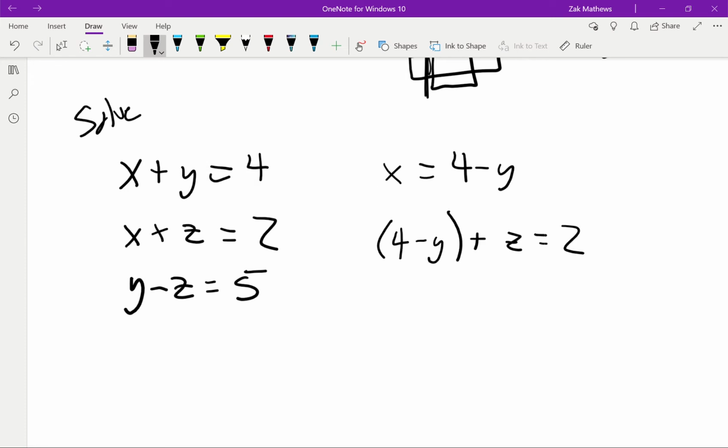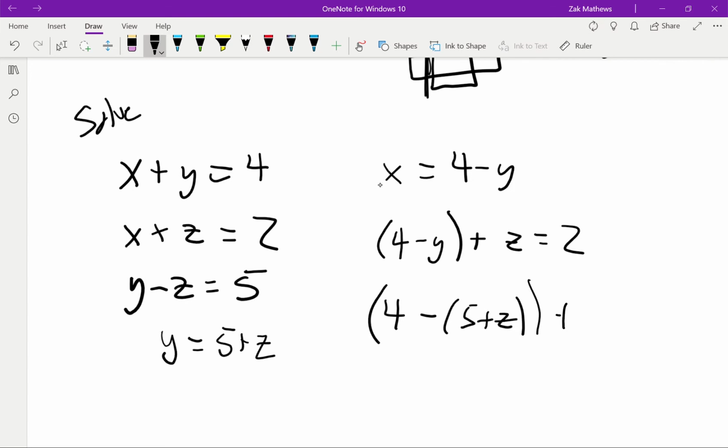But notice that hasn't really helped me. I have gone now to a y and a z. But it has helped me in a way because I have this equation down here, which I can also solve for either y or z. Let's go ahead and solve this one for y. So y is equal to 5 plus z. And so now that y that I just added in there a second ago, I can go back and replace that as well. So we'd have 4 minus 5 plus z, plus the other z equals 2.